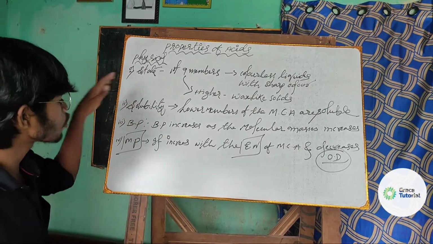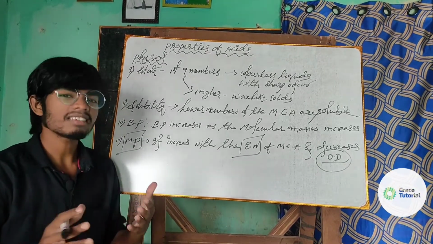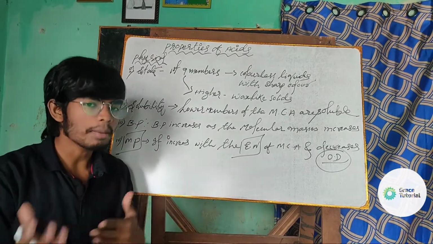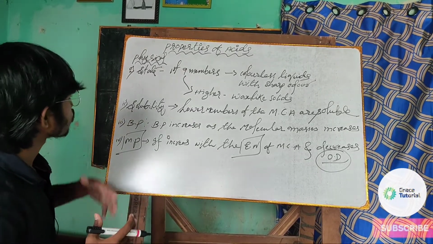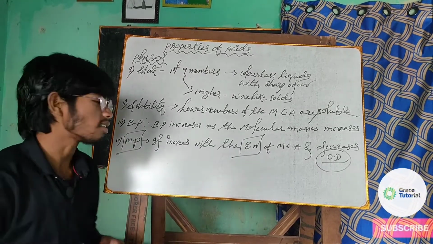That is state, solubility, boiling point, and melting point. In the examination, in the bit questions, it may come that you are asked to explain the state, the solubility, the boiling point or the melting point of the acids.